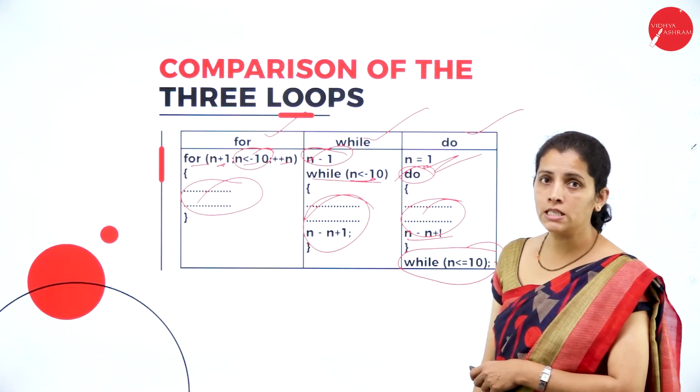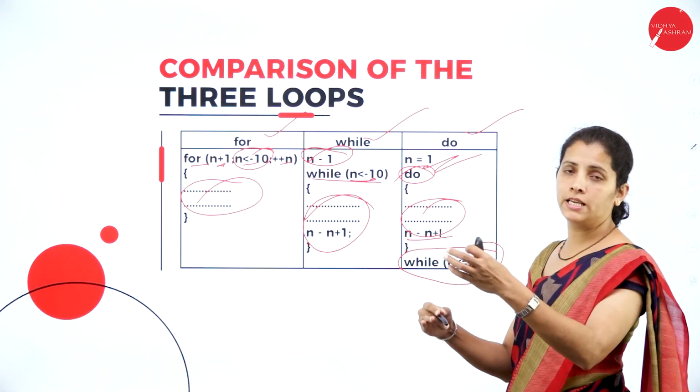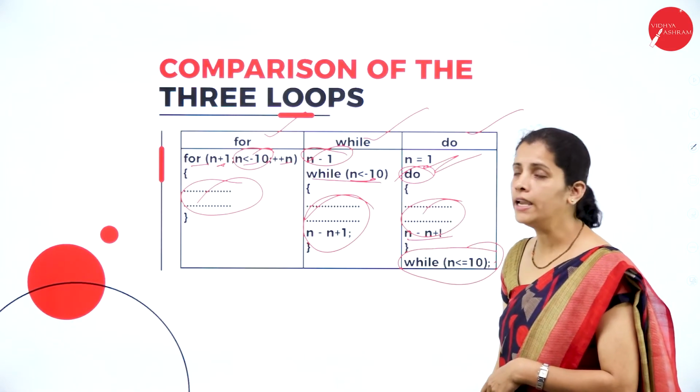So where am I going to place the semicolon? In my do while. That means do execute these many statements and check the condition at the end.